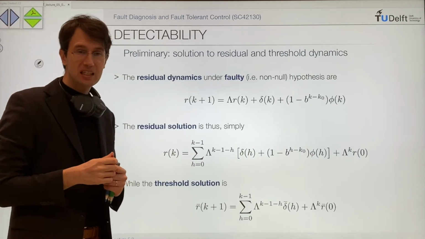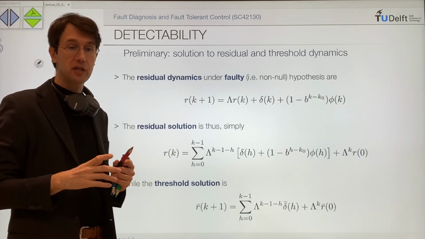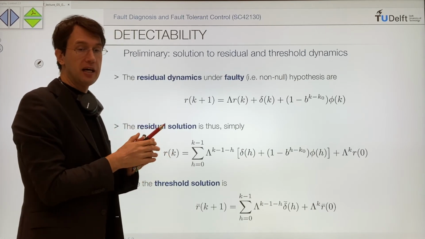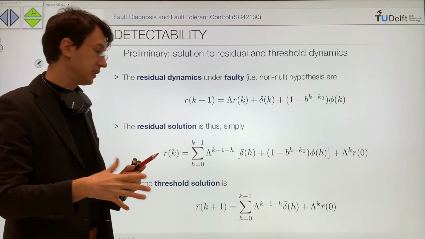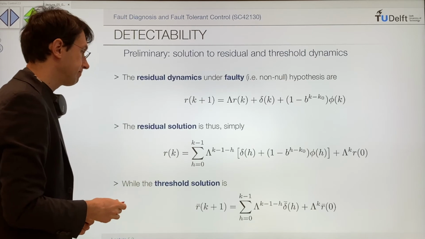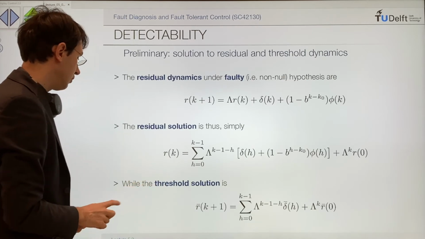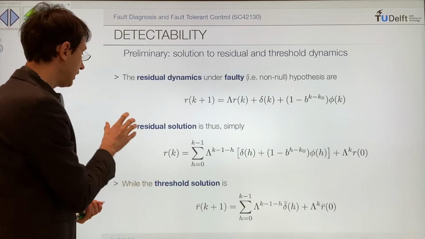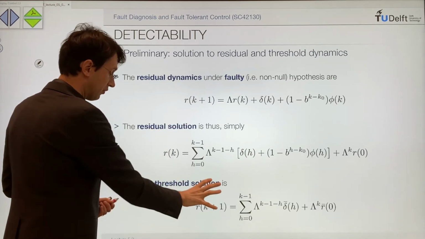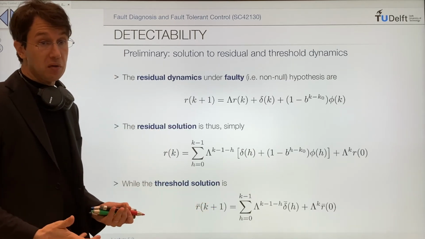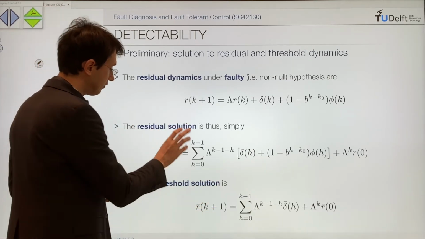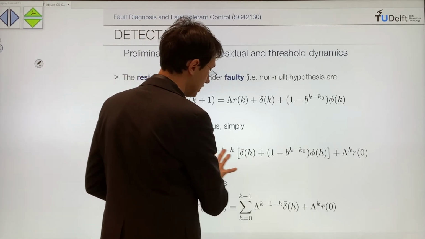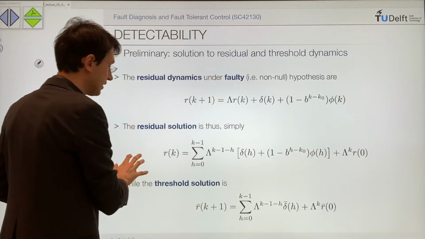So can we characterize in which conditions we have that nice behavior, phi taking us out of the threshold set, and when we don't have it? Well, what we can do is to take the solution for the residual and for the threshold and compare them. So now in faulty condition, the residual solution is this one. And now we wrote that in full.